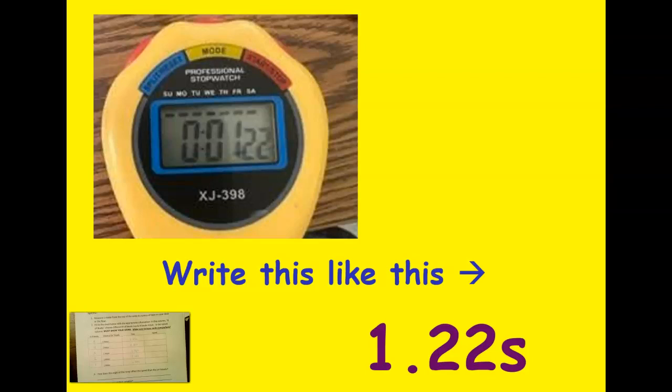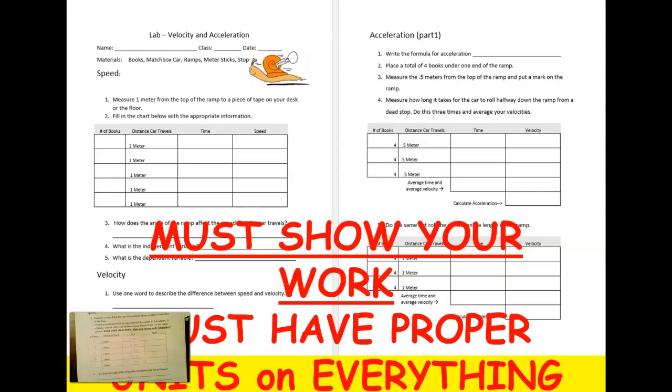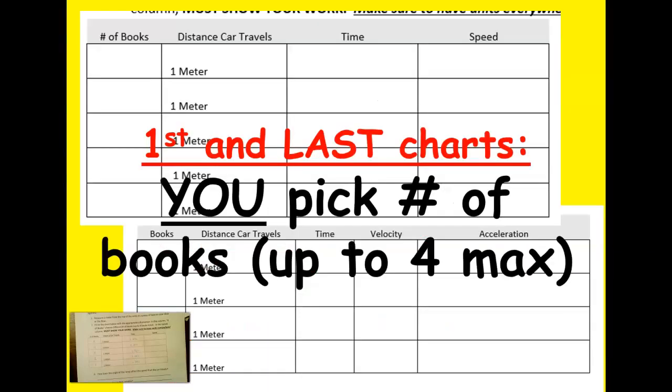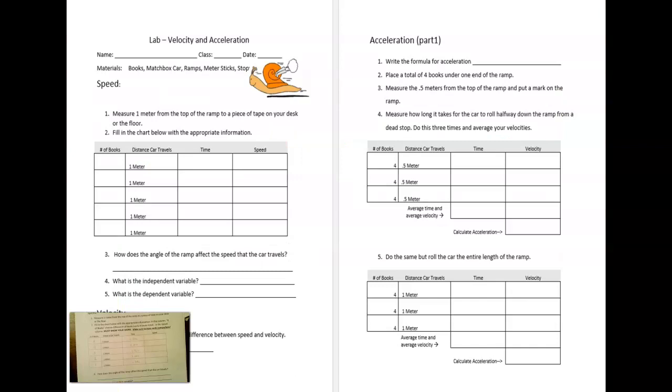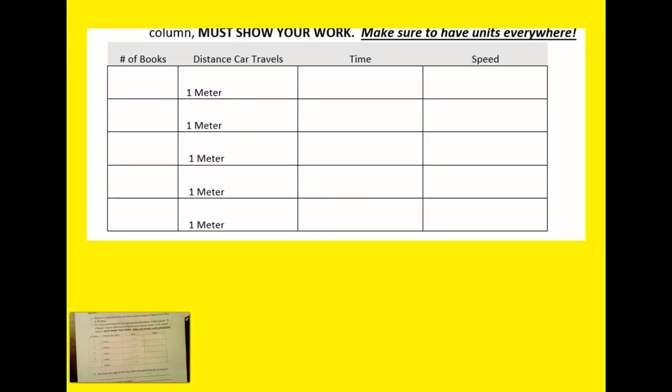When you are writing your times, remember, you looked at your timer and then you must write your time in this notation, not what it says on the timer. If you do not do that, you're going to get points taken off. You also need to show your work, and you have to have units on everything that you've written in terms of data that you collected. For your charts, the first and the last chart, you were the one who picked the number of books.